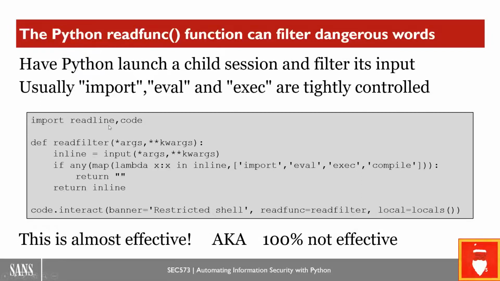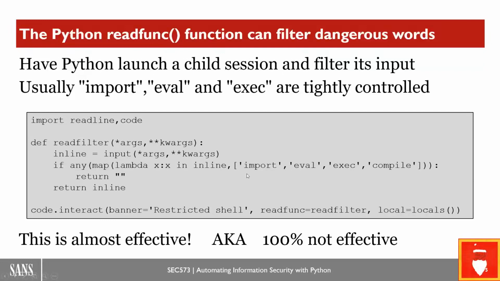I import readline, which is going to give me access to the command line, reading things as they're being typed on the keyboard. And I import code. Code is going to allow me to execute, down here where I call code.interact, a new shell. And in this shell, I want the read function for this shell to be equal to this thing I've called read filter. And if we come up here and look in read filter, I can see that I'll use the input function to collect things on the keyboard.